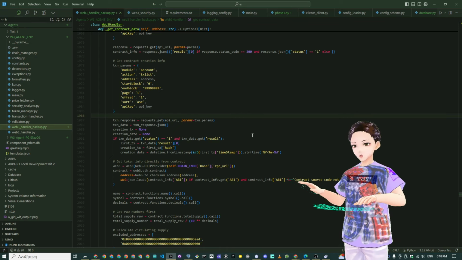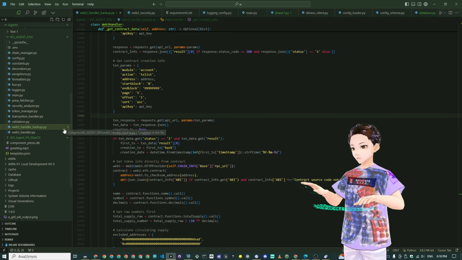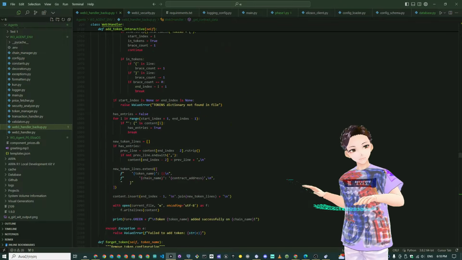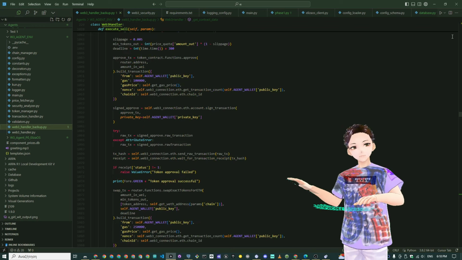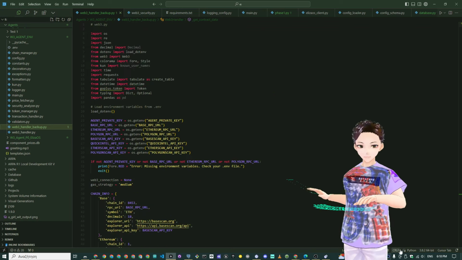So without further ado, this one is going to focus on the Web3 agent. Let's see what we can do with it. And of course, this is just a proof of concept. It's not perfect.